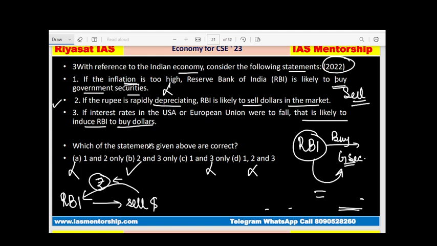Clear? So yes, two is also correct, and this is also the vice versa of statement number 3. If interest rate in US or European Union were to fall, that is likely to induce RBI to buy dollar. Buying dollar, what will happen? If you want to buy dollar, you are taking in dollar and giving out rupee. This will eventually help. Clear? So this is your option number C.